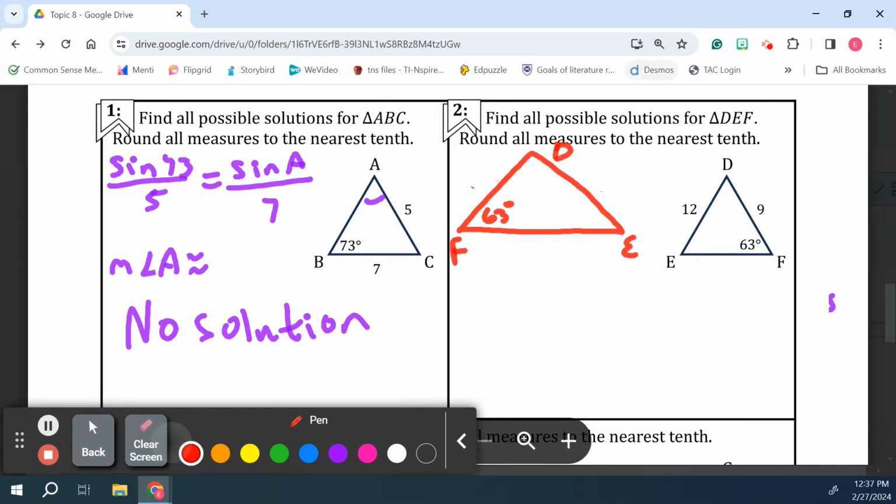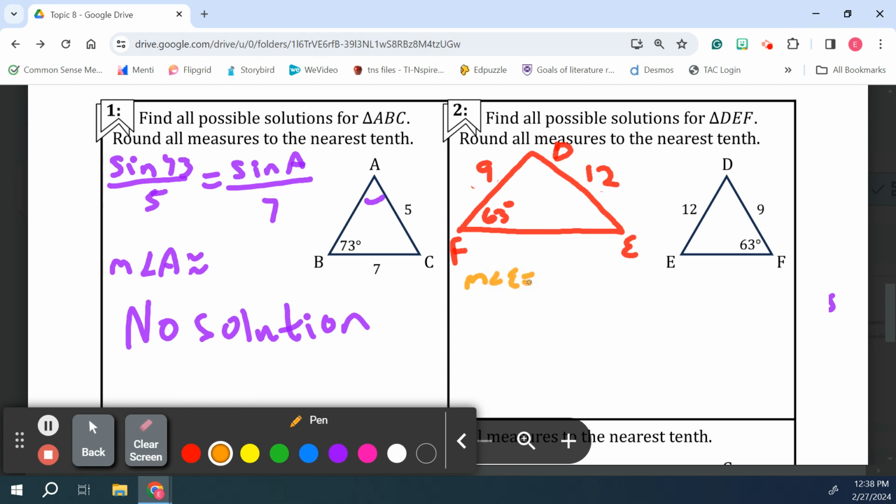There we go. This should be 12. This should be 9. There we go. Sorry, I didn't even look at my own notes for that one. Does that make more sense now? Okay, so there's only one thing we can calculate here, and what's it going to be? E. Okay, so we're going to find the measure of angle E.